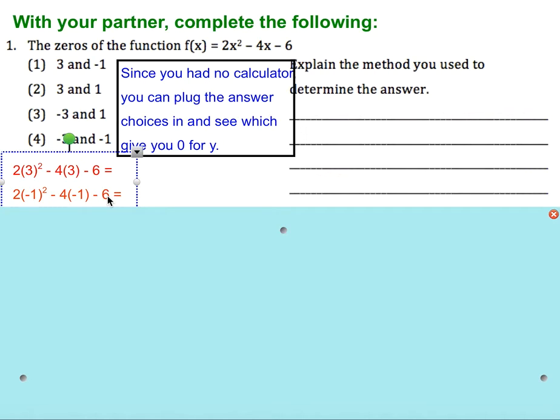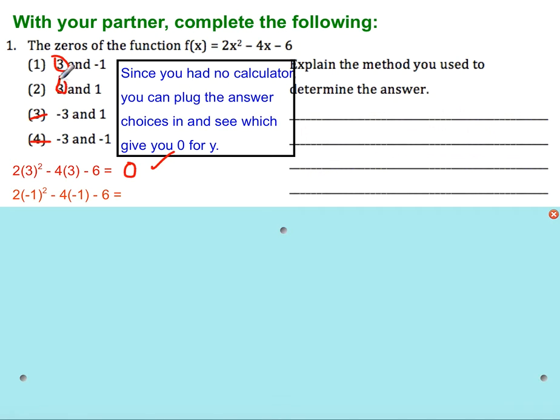This should be -6. Okay, so now we have 18 minus 12, which is 6, minus 6 actually does give you 0. So this is 0, which is good. So 3 is an answer, which means I could cross off 3 and 4 because 3 does work.